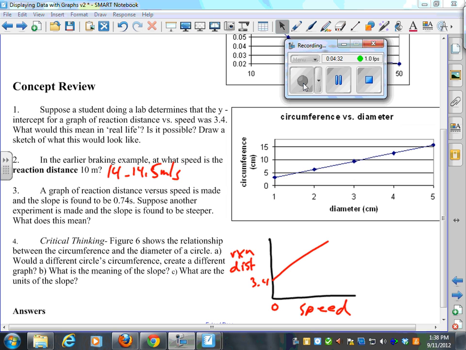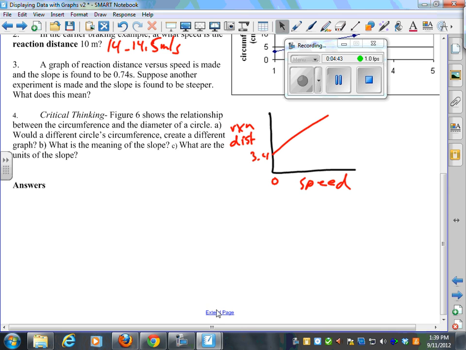Alrighty, let's look at number 3. Number 3 says a graph of reaction distance versus speed is made, and the slope is found to be 0.74. I'm just going to draw a picture down here if I can. Okay, so I've got a slope of 0.74. Matt sounds like he wants to say something, so I'm going to ask him, suppose that another experiment is made and the slope is found to be steeper. They're going faster. So, Matt, give me a value for the slope of the blue line. A possible value.